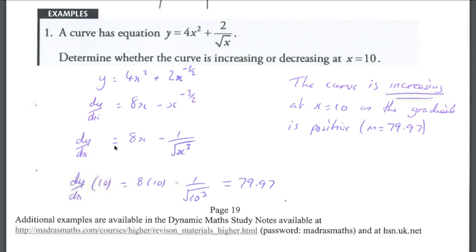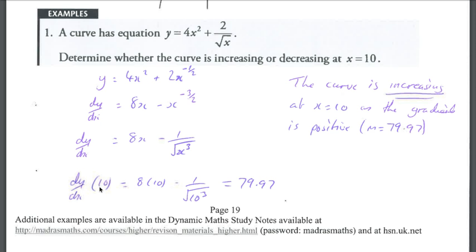So we've differentiated. Now I'm going to have to substitute in. I'm just going to rewrite this as 1 over the square root of x cubed. So remember, a negative power brings it down to the denominator. The top number is the power, the bottom number is the root, so it's the square root of x cubed.